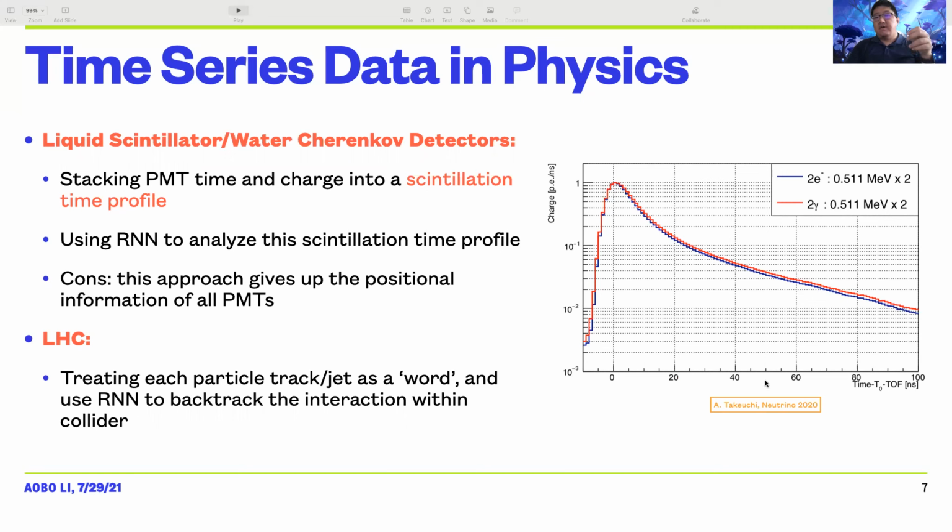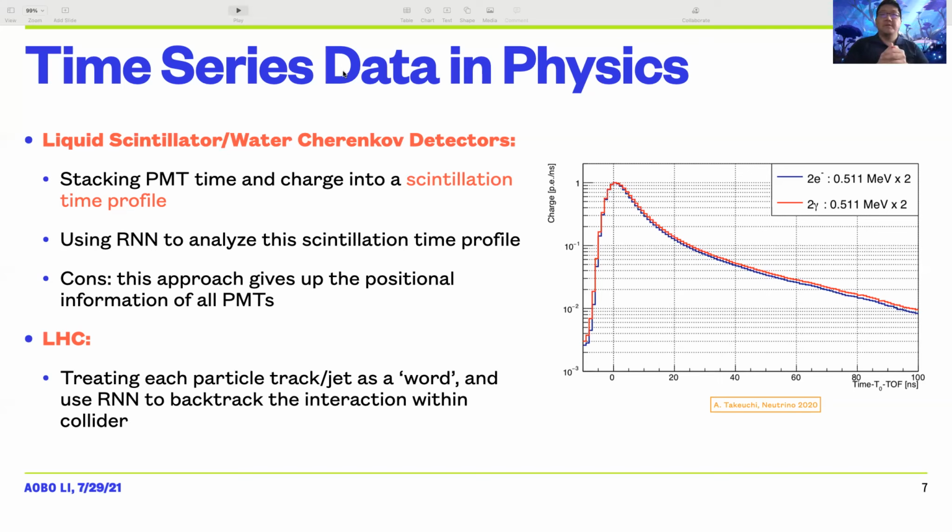This plot is actually from one of my colleagues, Takeuchi-san. He showed this at Neutrino 2020. So the downside of this approach is that it gives up all the positional information in the liquid scintillator detector, which actually contains a lot of information.